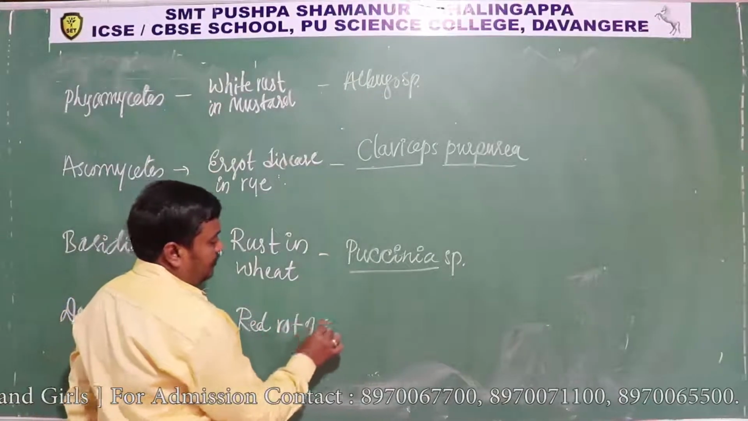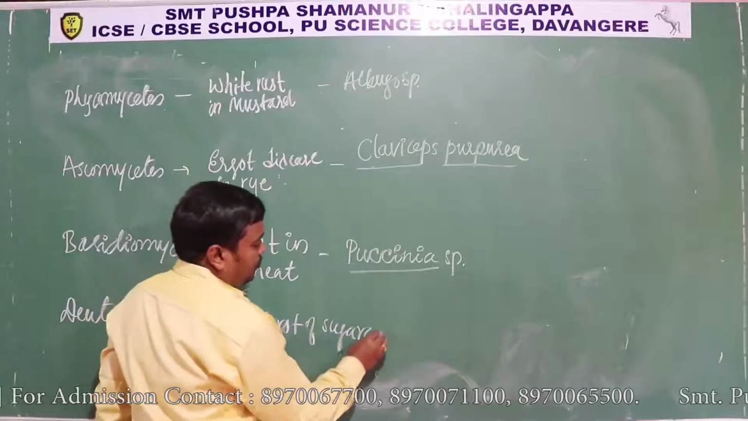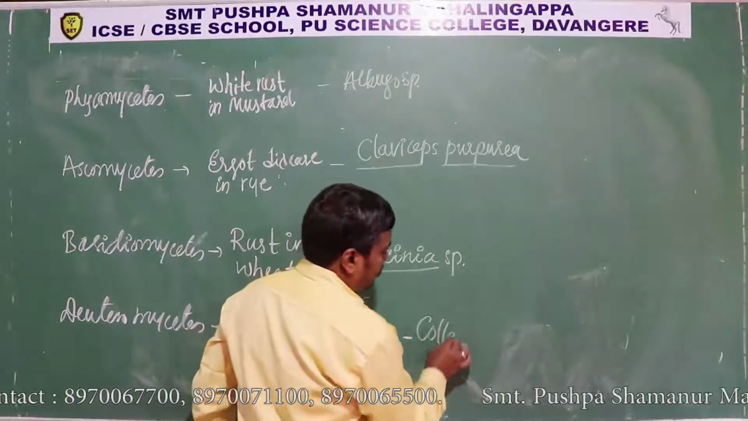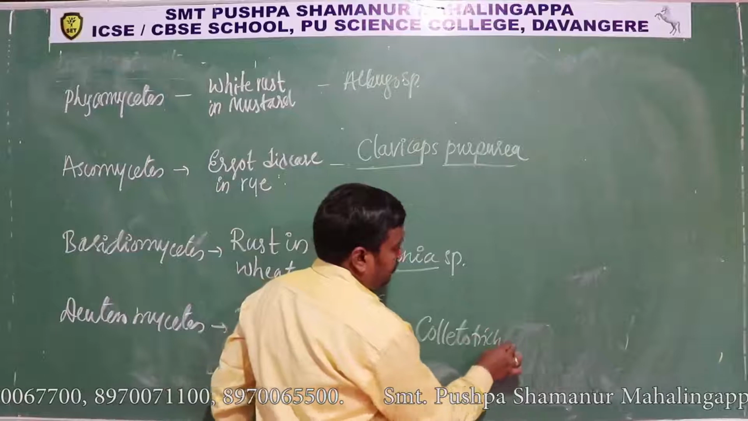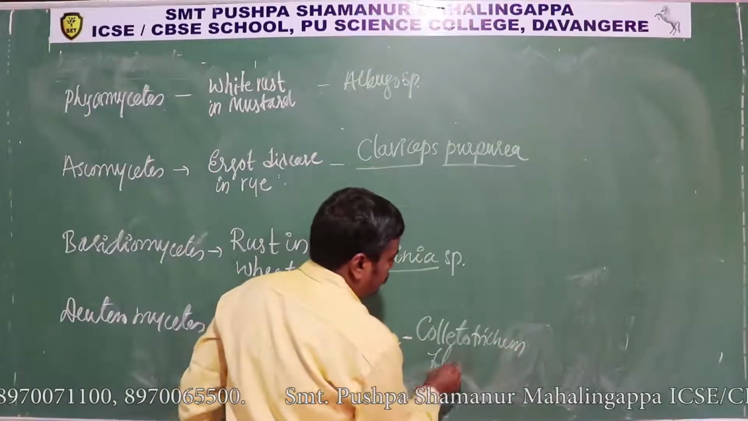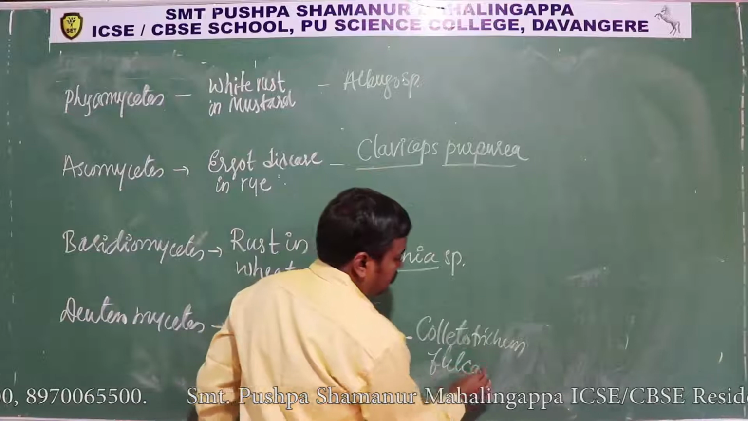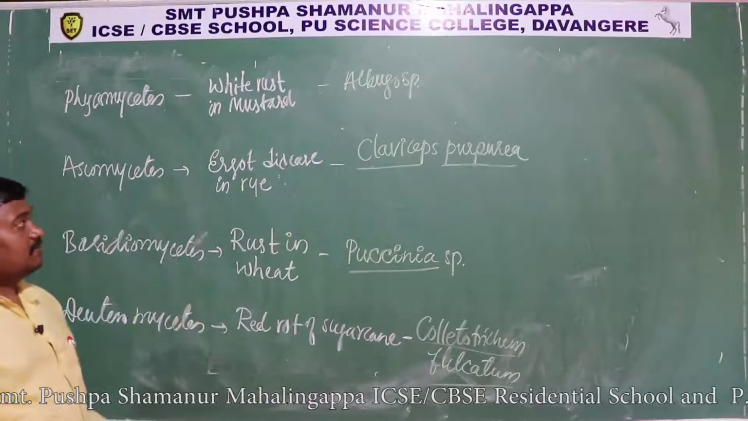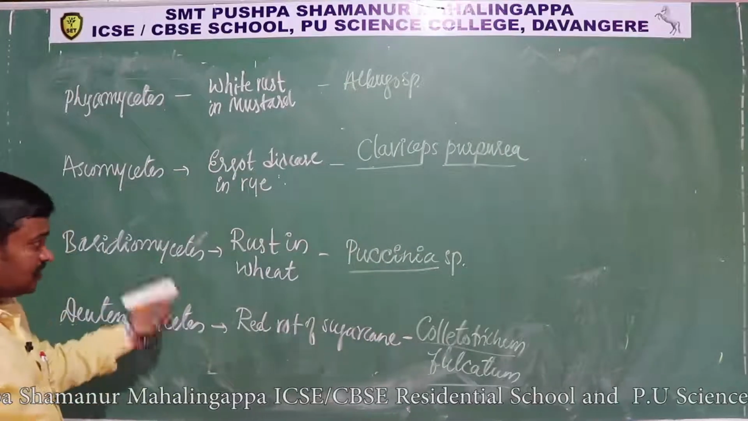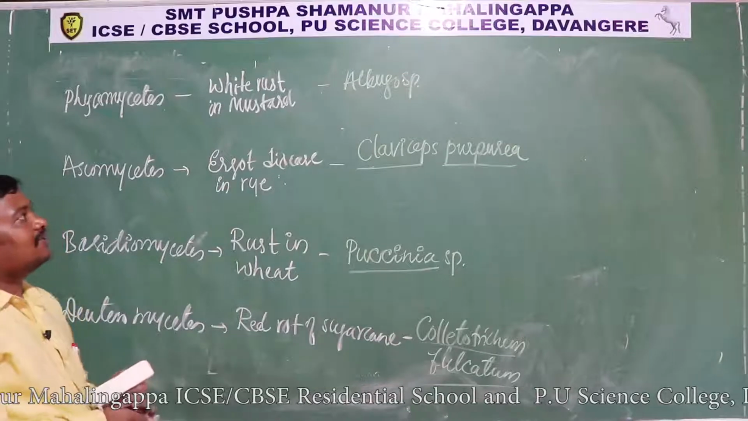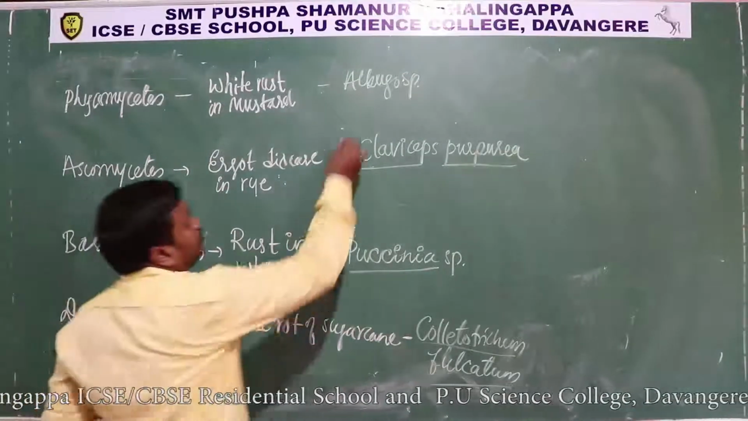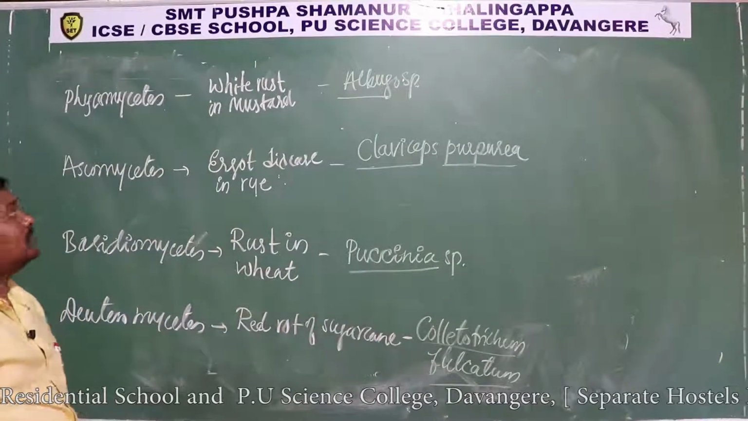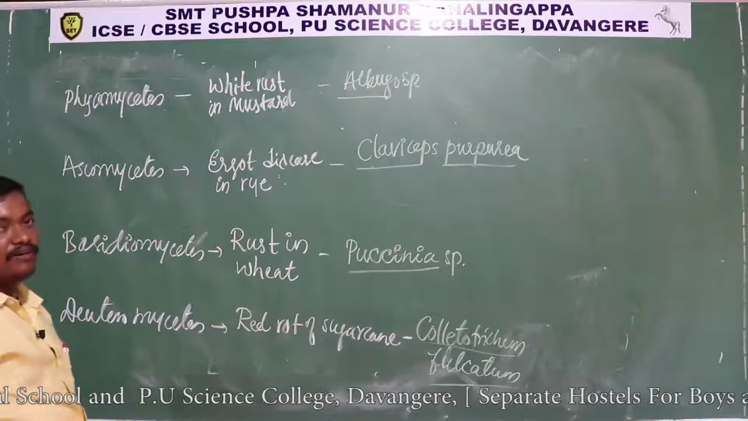And in Deuteromycetes, red rot of sugarcane caused by Colletotrichum falcatum. So Colletotrichum falcatum. Like this, there are many diseases, of course. Not only these, so many others are also there. For you people, it is enough. So this is Albugo species. Okay, so these are a few examples of disease-causing fungi.